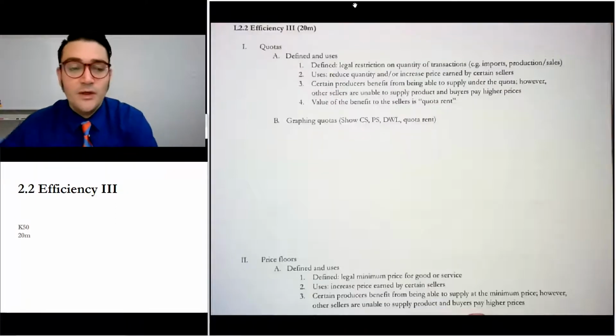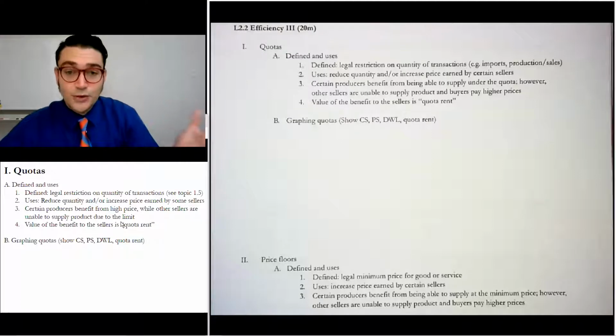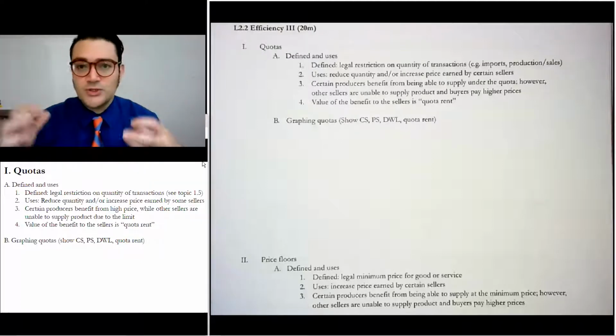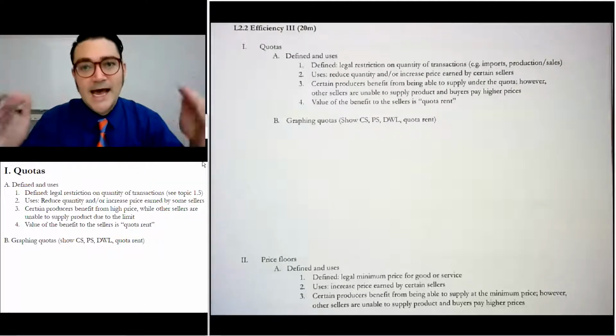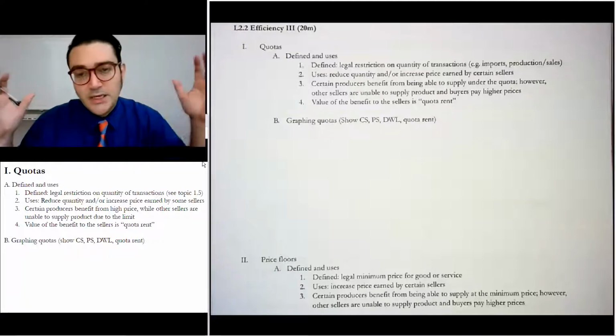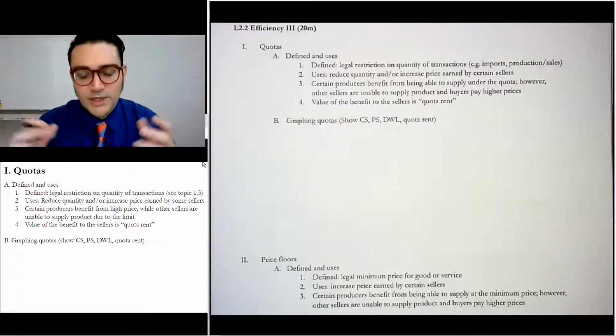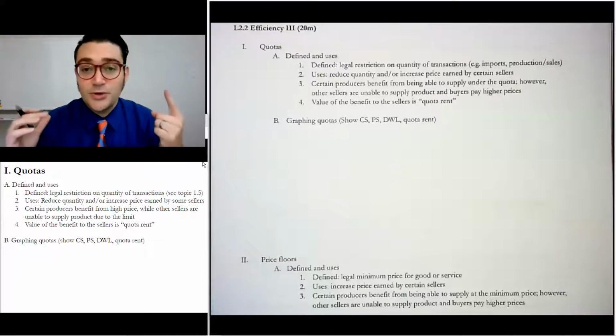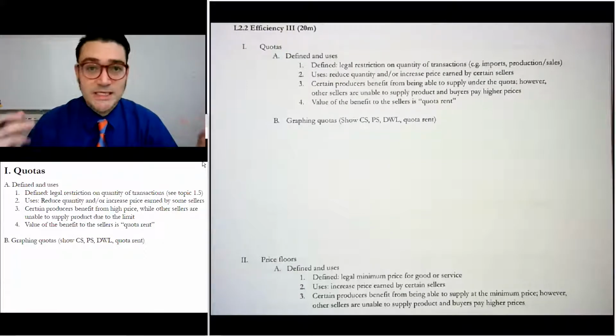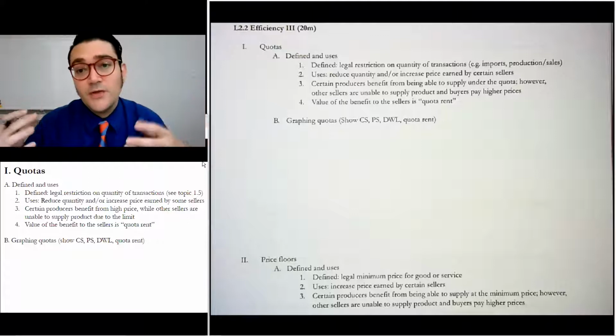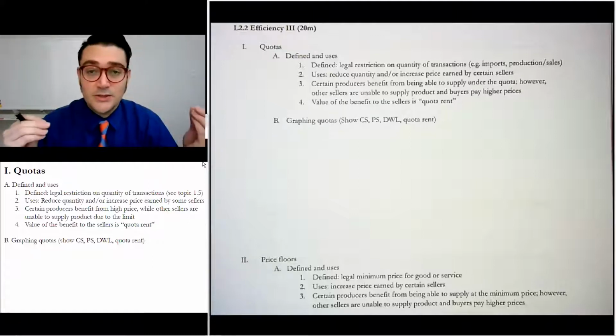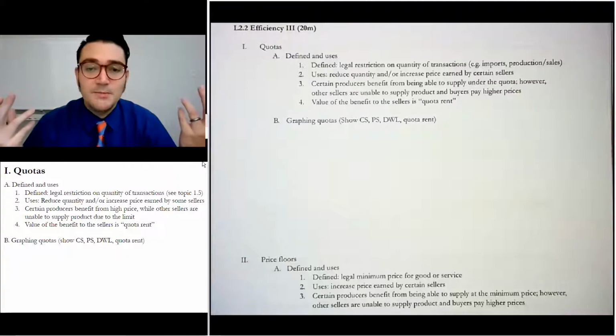So let's get started. We know from the previous unit that quotas are legal restrictions on the quantity of transactions, right? It's a cap. You can either use licenses or you can say you can't sell anymore, harvest anymore, whatever. There's two purposes. One is you could reduce the quantity. Maybe there's too many transactions happening, the government believes. And the other would be you want to favor certain sellers who are able to sell under the quota. So there's two reasons why a government might impose these.